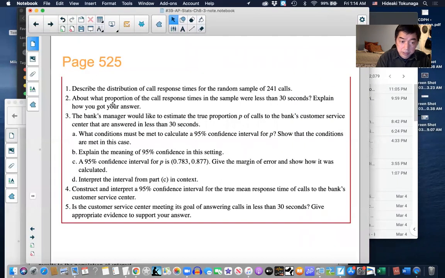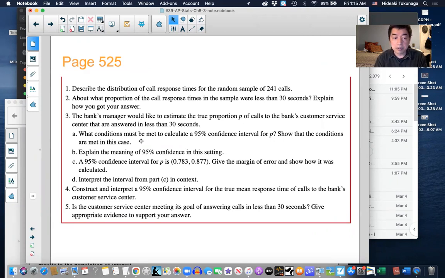So this is number 2 question. What proportion of the call response times in the sample were less than 30 seconds? So that's 83%, right? Now, number 3, the bank's manager would like to estimate the true proportion p of calls to the bank customer service center that are answered in less than 30 seconds. Okay, question A, what conditions must be met to calculate an 85% confidence interval for p?